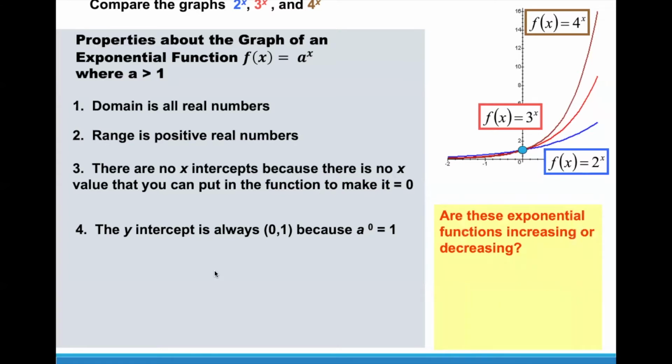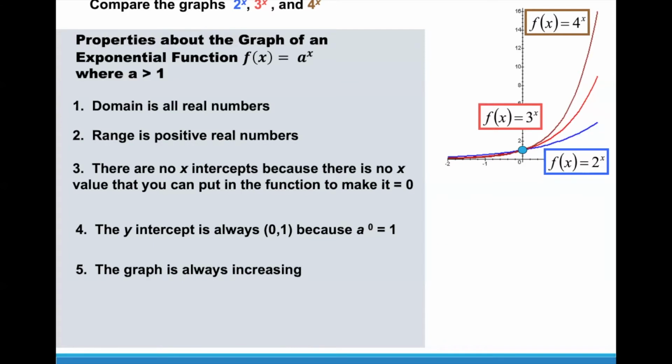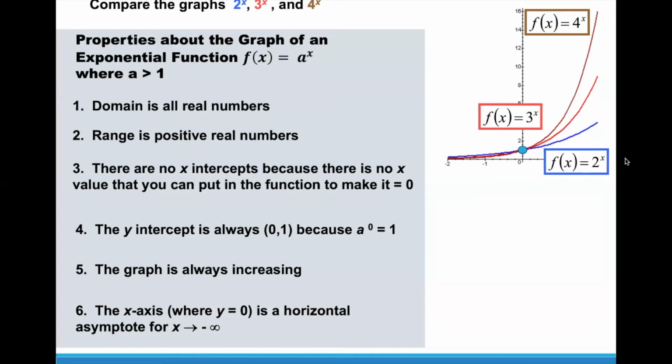Is this exponential function increasing or decreasing? So the graph is always increasing. Can you see the horizontal asymptote for this function? So the horizontal asymptote is y equals 0 as x approaches negative infinity.